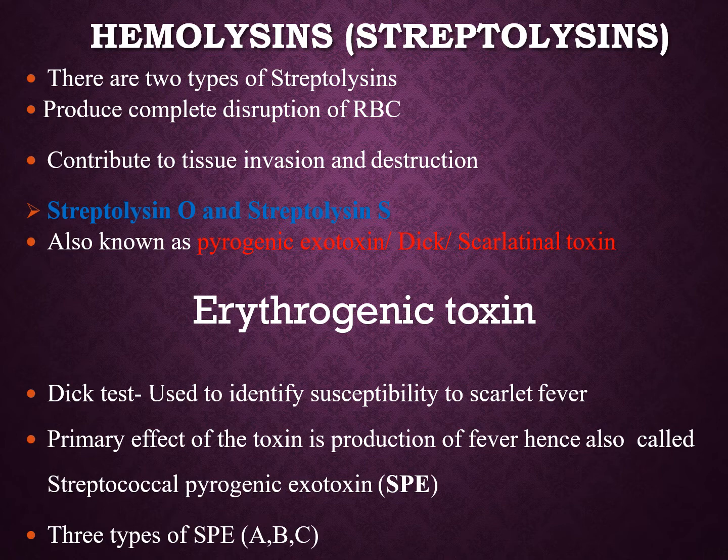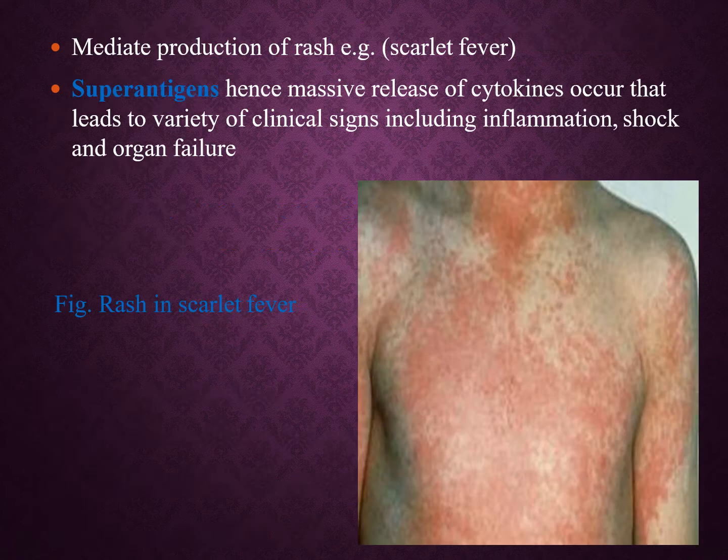So the next thing is erythrogenic toxin. The erythrogenic toxin is also known as pyrogenic exotoxin, Dick toxin or scarlatinal toxin. It is known as erythrogenic because intradermal injection of this toxin into a susceptible individual produces an erythematous reaction, that is called the Dick test, and this Dick test is used to identify a person who is susceptible to scarlet fever. The primary effect of the toxin is production of fever, hence also called streptococcal pyrogenic exotoxin, that is SPE. There are three types of SPE: A, B and C.